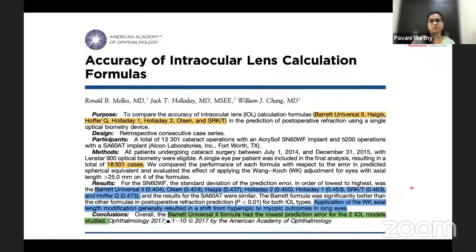There are many limitations to the existing IOL formulae, and these have been studied over a long period of time. There is a large study which was done on almost 18,500 cases comparing the accuracy of Barrett, Haigis, Holladay, Olsen, SRK/T, and they found that the Barrett Universal 2 has the lowest prediction error in their study, which included only two models of IOLs.